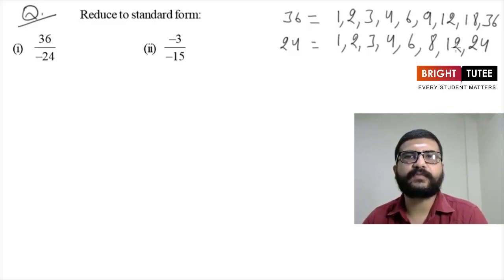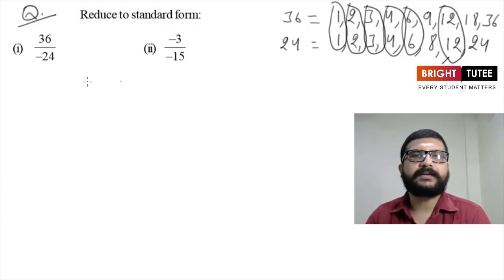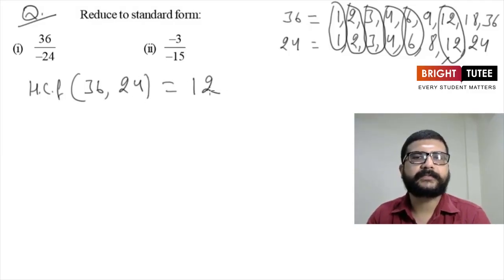So these are the factors of 24. Now how many factors are common? 1 is common, 2 is common, 3 is common, 4 is common, 6 is common, and 12 is a common factor. Which one is the highest common factor? It is 12. So we can write like this: HCF of 36 and 24 is equal to 12. So this is the highest common factor.